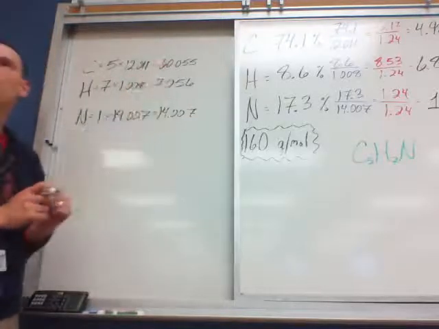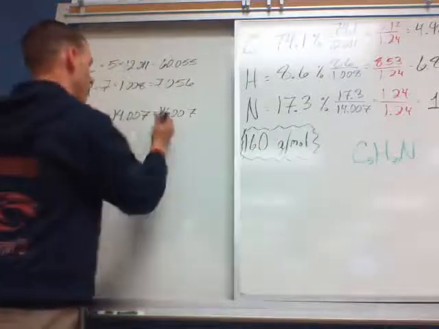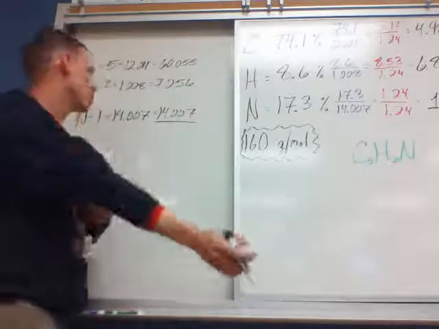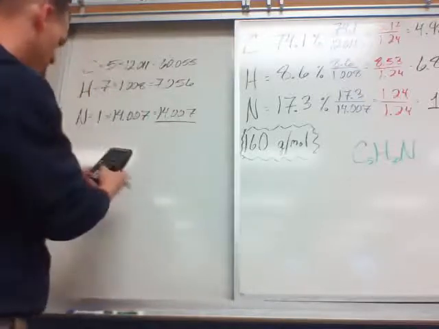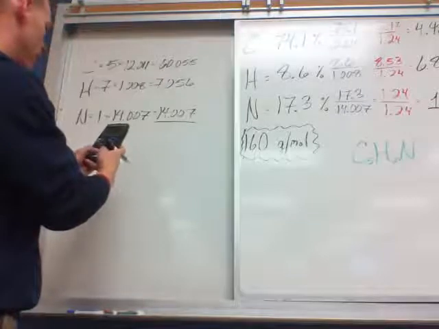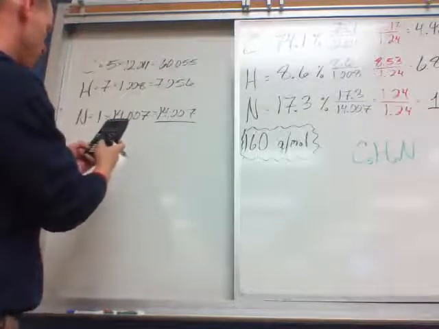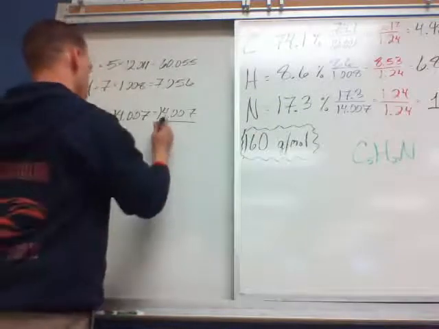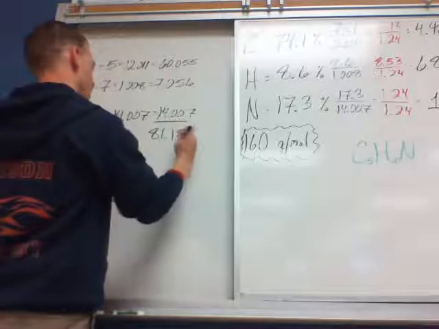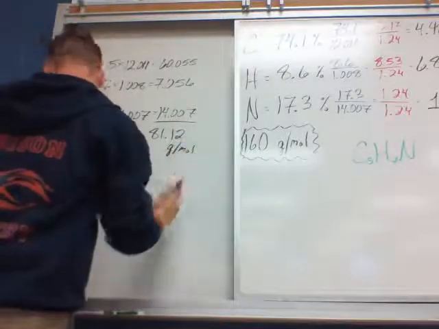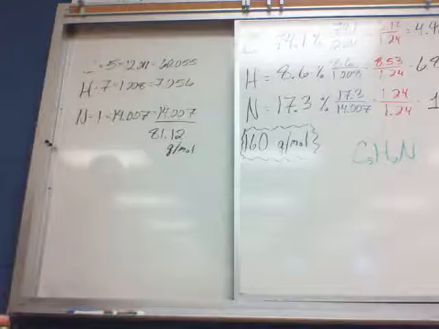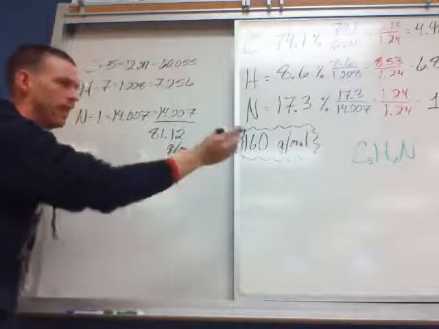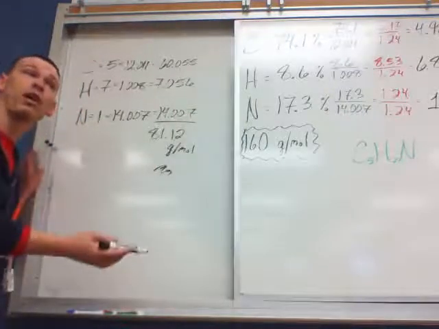What do we do with those three numbers that we just got? You add them up. Again, I'm reading straight off the steps from the molar mass process on the other side of your cheat sheet. 60.055 plus 7.056 plus 14.007. I get a molar mass of 81.12. So here's a molar mass that I calculated from the empirical formula that we found earlier.